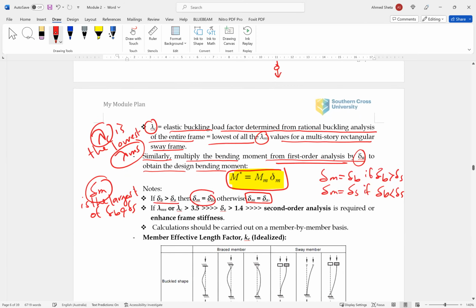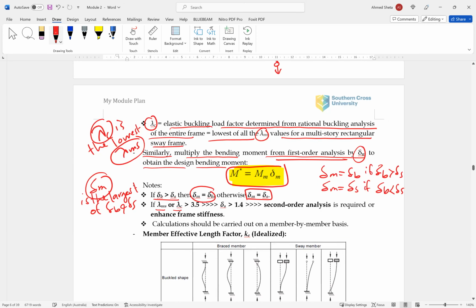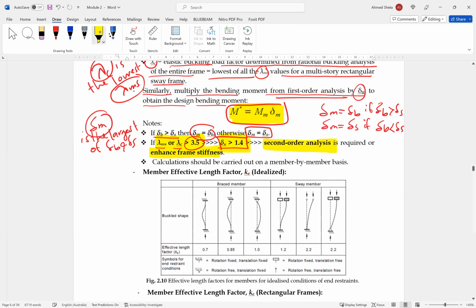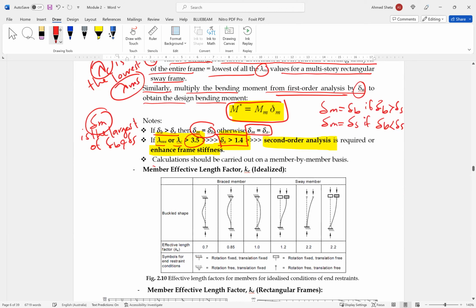Also need to note that if lambda C or lambda MS is more than 3.5, this means that delta S will be more than 1.4. So again, we need to perform second order analysis or enhance frame stiffness. So another indication that this method cannot be applicable is lambda MS or lambda C more than 3.5. This calculation should be carried out on a member to member basis.